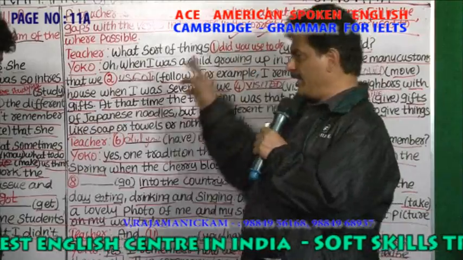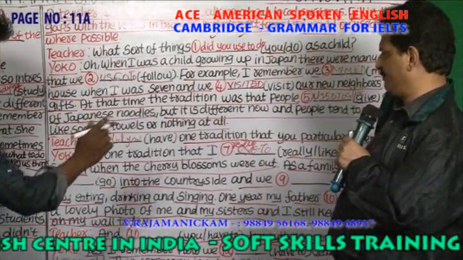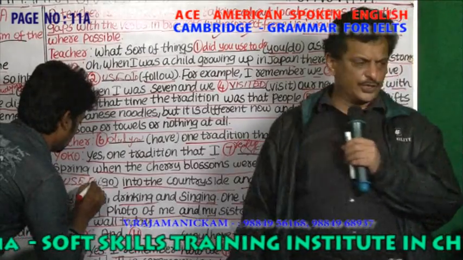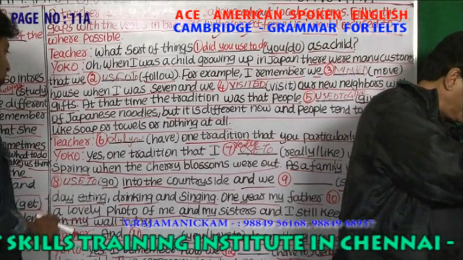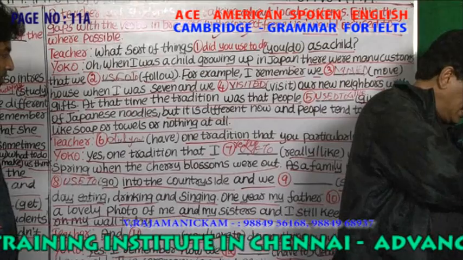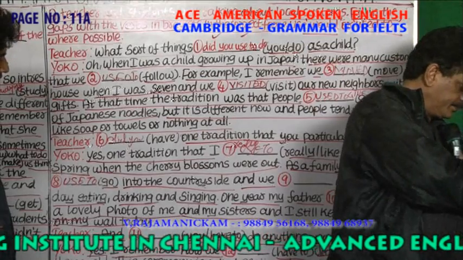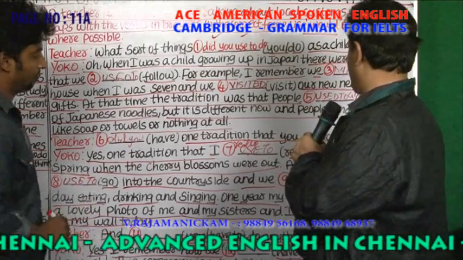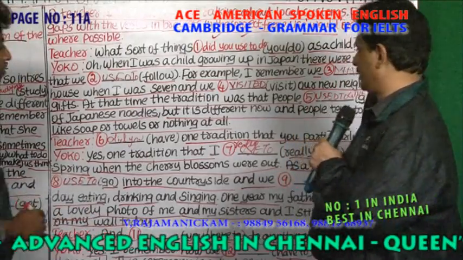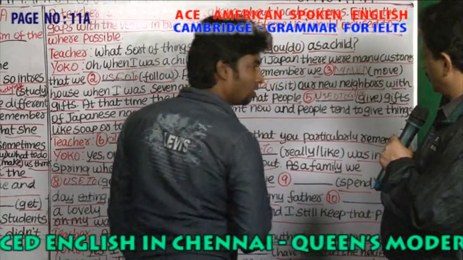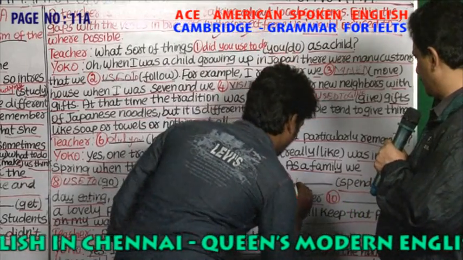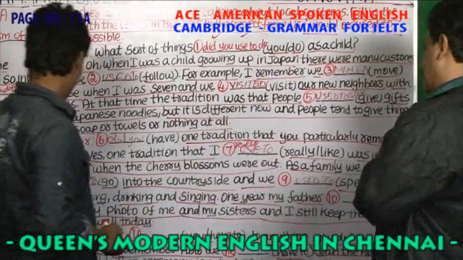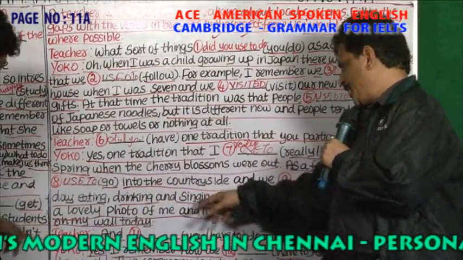As a family, we used to go into the countryside. We used to go. What is that eighth? We would spend or used to spend. We used to spend. Write it down. Or we would spend or used to spend. We used to spend the day eating, drinking and singing.